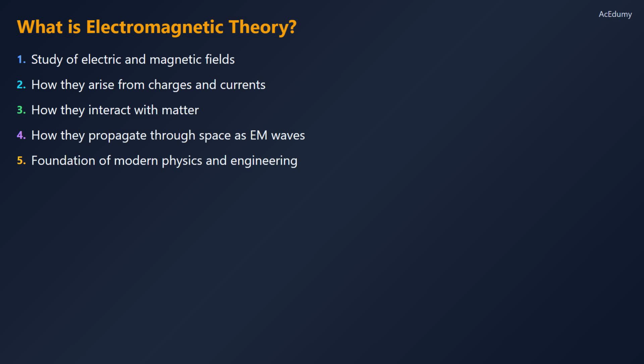Electromagnetic theory is the study of electric and magnetic fields, how they arise from charges and currents, how they interact with matter, and how they propagate through space as electromagnetic waves. It is one of the most fundamental branches of physics and engineering. In this series, we will build the theory from the ground up, starting with the mathematical tools we need.